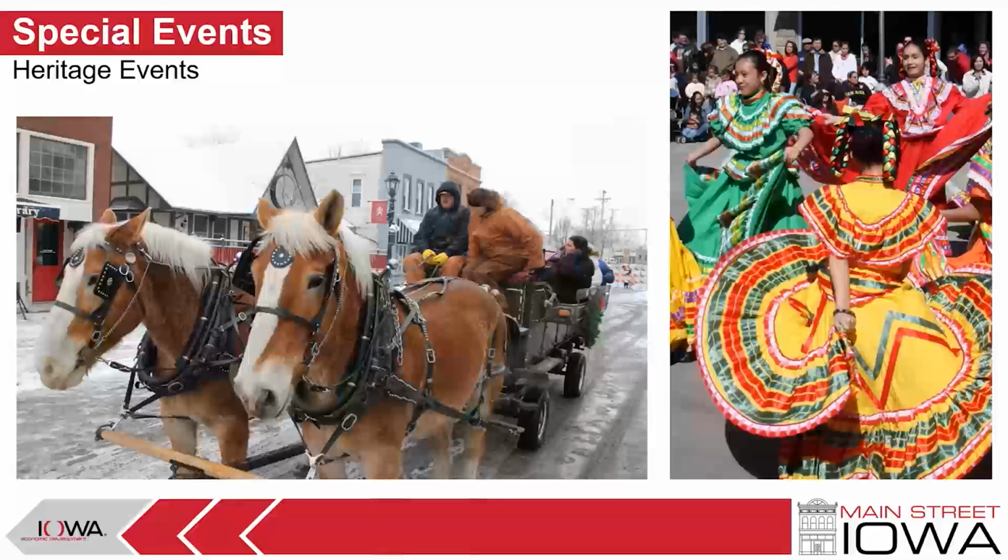of heritage events. The one on the left is horse-drawn carriage rides. It's a holiday event, and it really focuses on the history of the early settlers and farming. The picture on the right is an image of a Cinco de Mayo event that is hosted in Valley Junction.